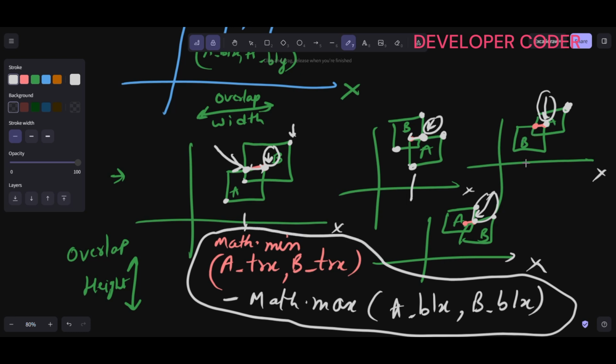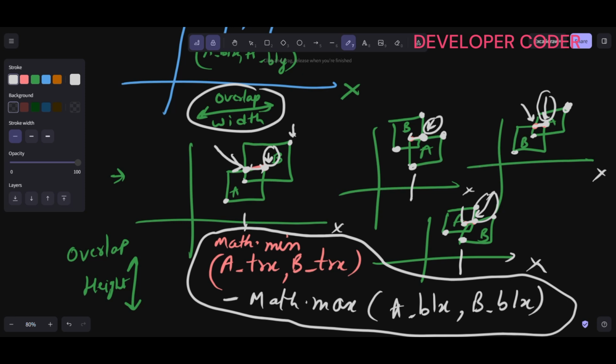Same way here, A bottom left x is this, and B bottom left x is this. So from this I am subtracting this, so I will get this length. Same way here, A bottom left x is this, B bottom left x is this, so I am picking this x coordinate, here this one. So from this and this I am subtracting, I am getting the overlap width. So in all these cases I am getting the overlap width.